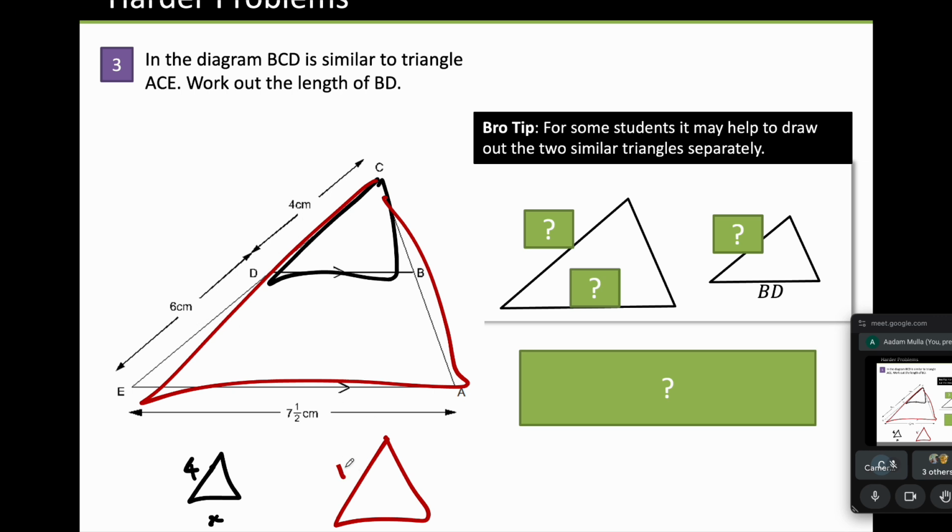4 add 6 is 10, and that length is 7.5. So I'm going to look at that relationship from 7.5 to get to 10. 10 over 7.5, which is 4 over 3. So I need to divide.